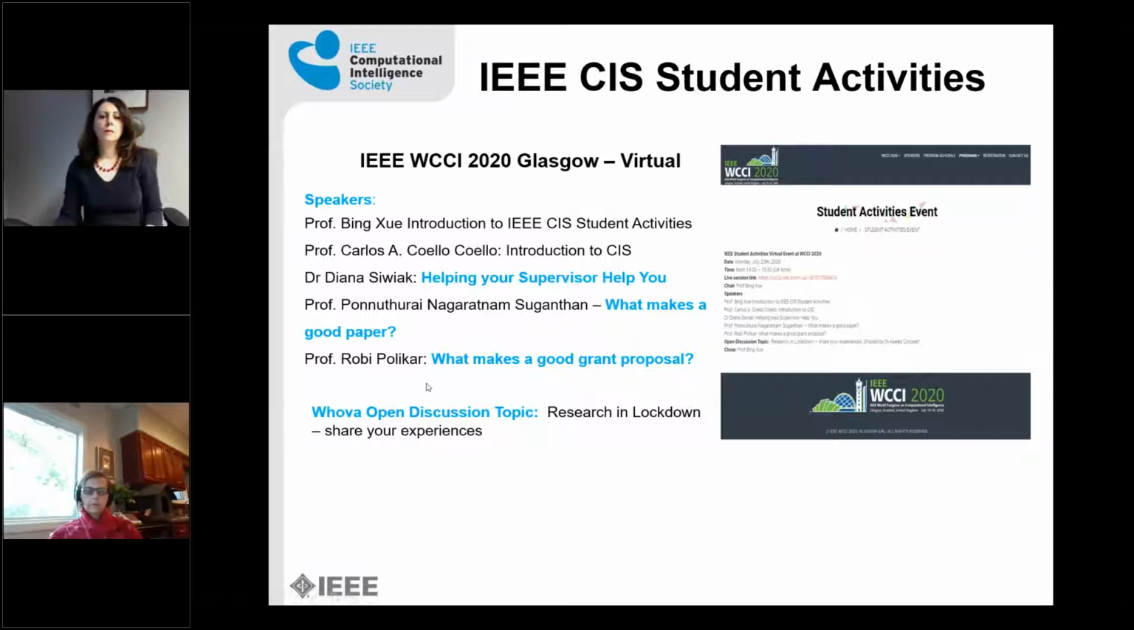Then down here, we also had what makes a good grant proposal. Obviously, if we're staying in academia, grants are really, really big. But how do you write one and where do you start? So this is one of the events that we actually organised. We also had a special open discussion in the WOVA conference app, which looked at research in lockdown, where students across the conference and also full members discussed their experiences of how COVID and the pandemic had affected their research.